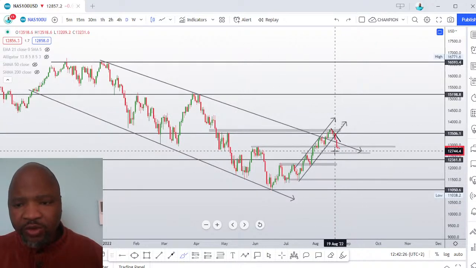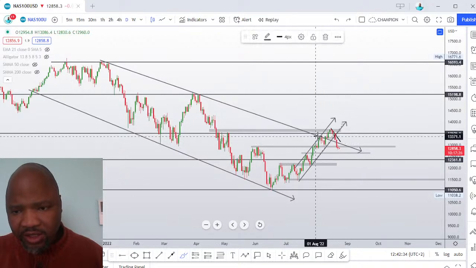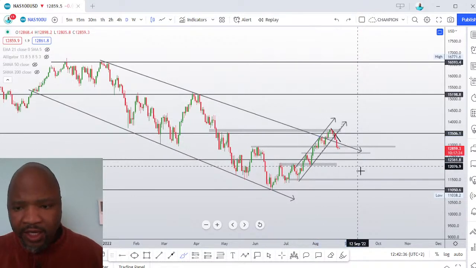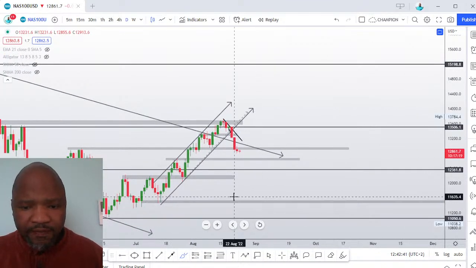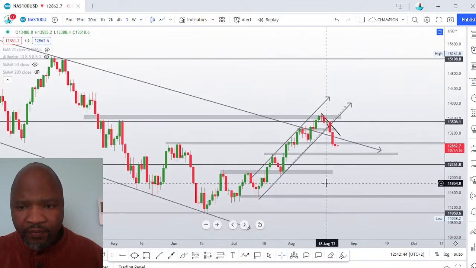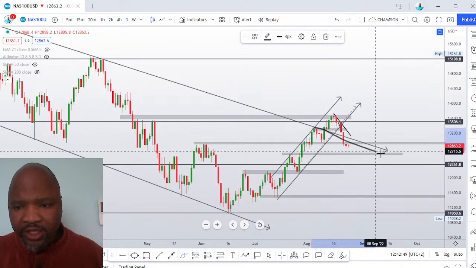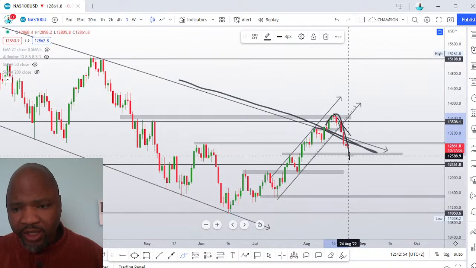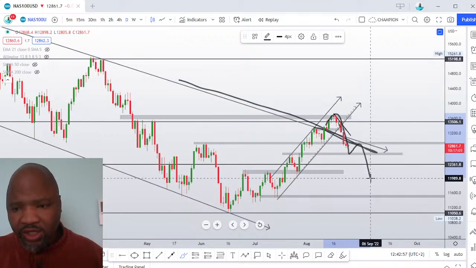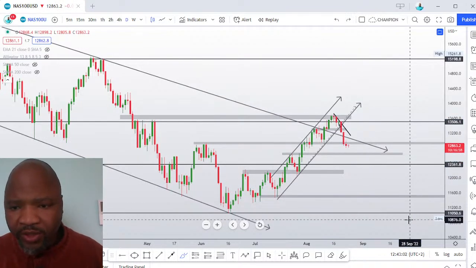Now it seems like our price broke back inside that previous resistance. Let me zoom in so you can all see. Remember, this is our diagonal resistance. Now the price broke back inside. It seems like it's going to retest and might push towards the downside. Hope that makes sense.